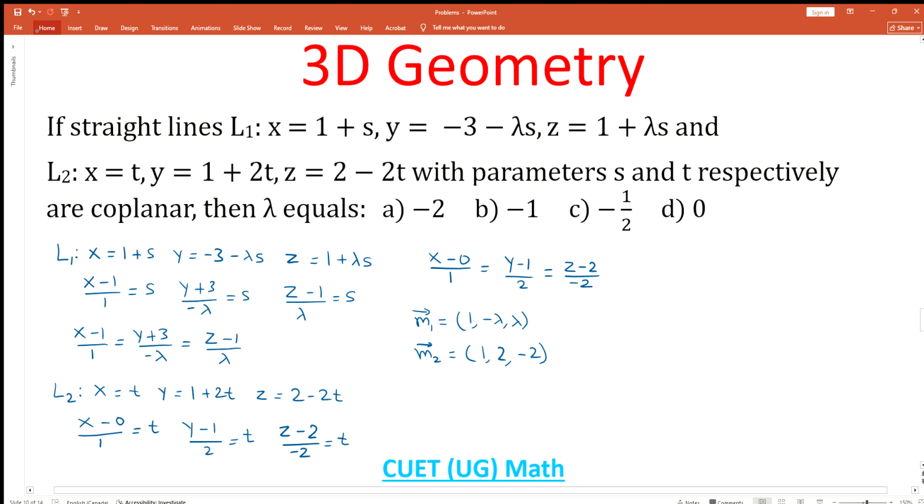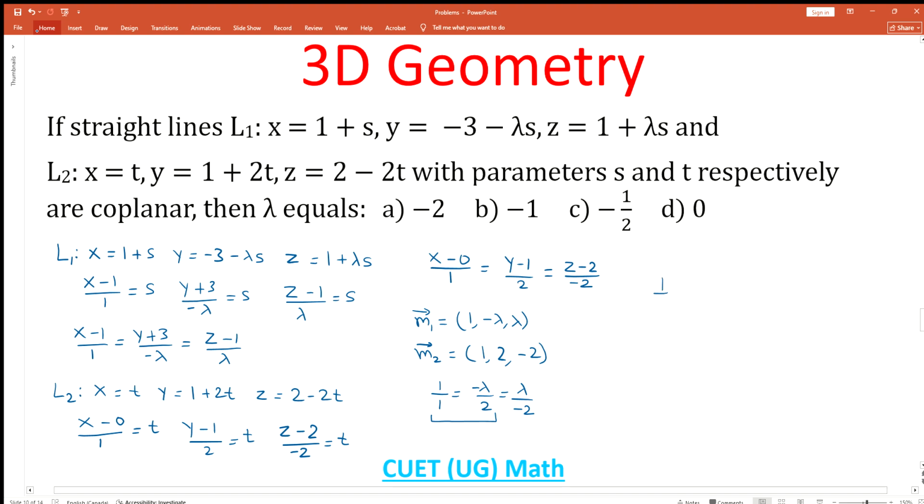These two vectors are scalar multiples of each other if their x, y, and z components have the same ratio. So 1 over 1 should be equal to negative lambda over 2, which should be equal to lambda over negative 2. We can use this equation to find the value of lambda. We can use the first two ratios to solve for lambda.